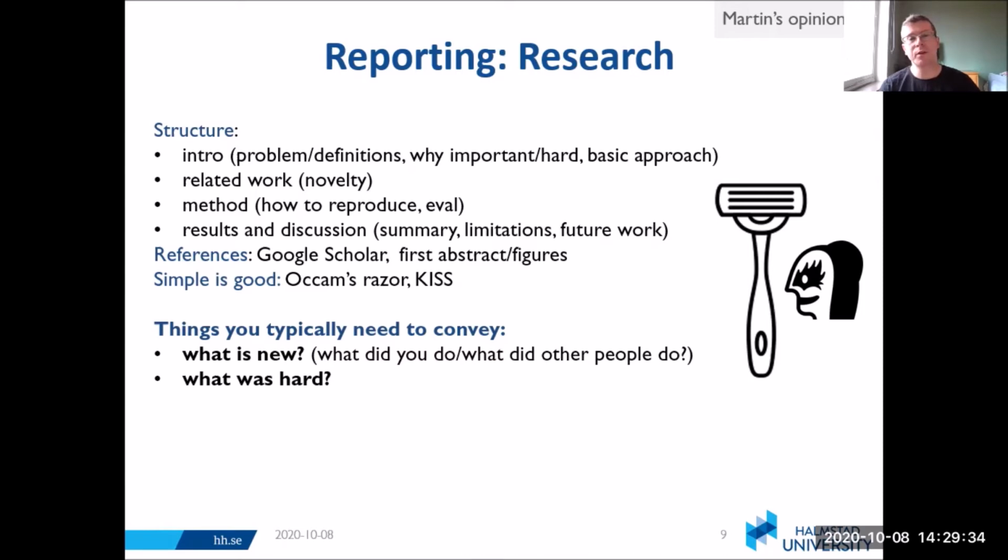Things you need to convey in your research, two main things. What is new? So that can be, what did you do exactly? What did other people do? And what was hard? What's the technical challenge that you overcame?